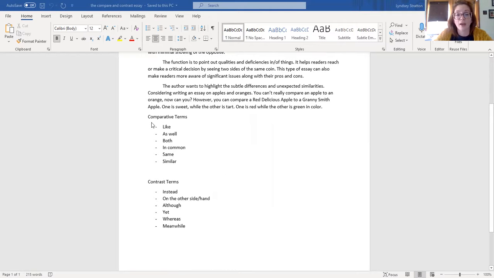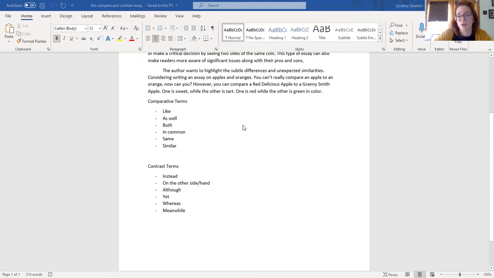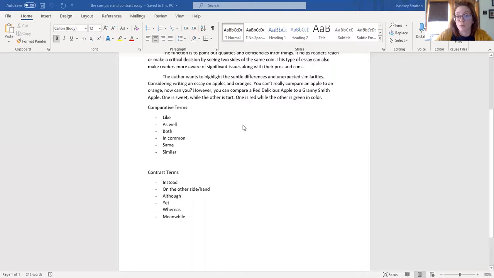So you're going to use certain terms when you go to do this particular essay. Okay, so you're going to make sure that if you're comparing, you're using terms like as well, both, similarly, same, and common. Okay, a lot of those simile and metaphor terms. When you're contrasting something instead, or on the other hand, or other side, on the flip side, although, yet, whereas, meanwhile, however. Okay, those are going to be your other terms for that.